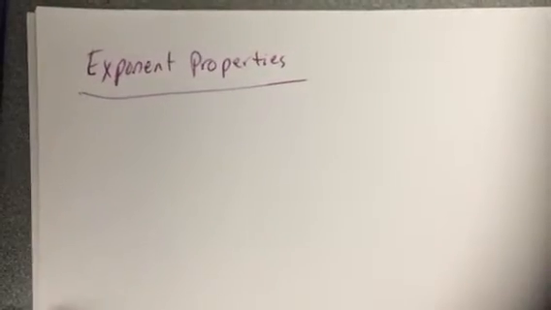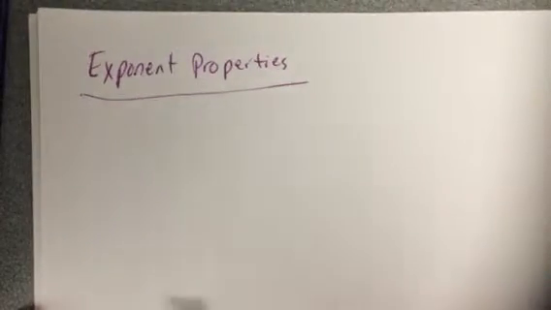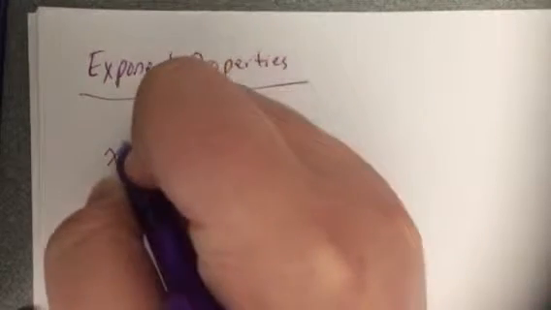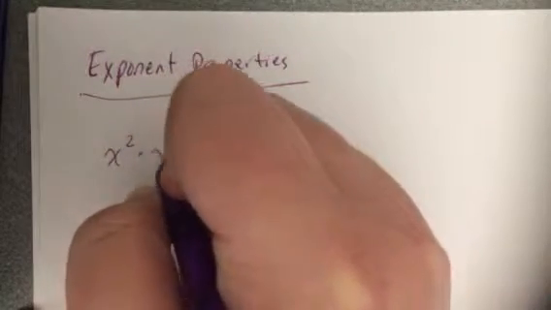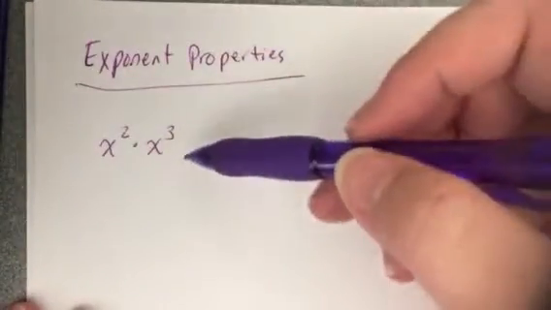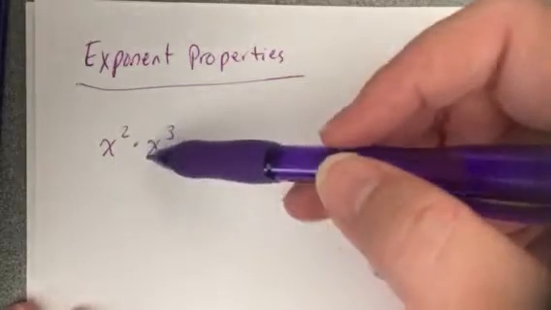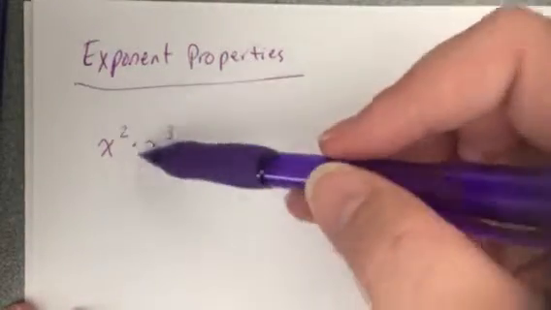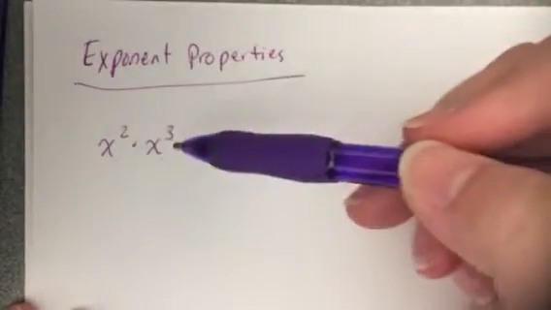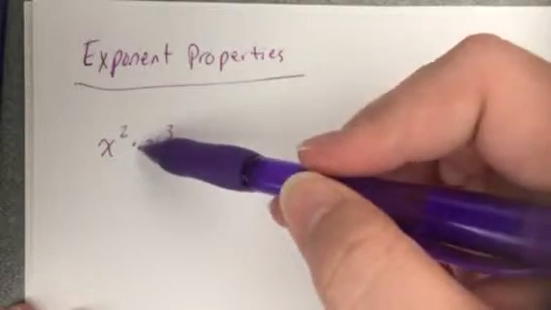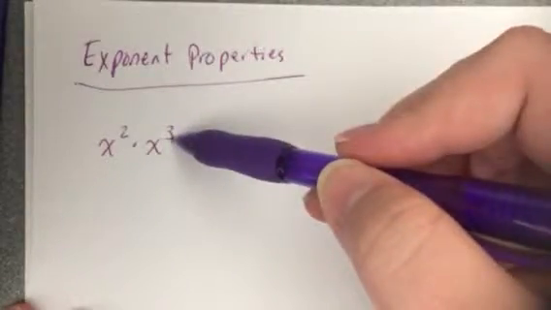All right, so we're going to talk about some exponent properties. Let's start with, how about we have x squared times x to the third. All right, so this is the product property. It's the product property because you're finding the product between two values. Remember, when you find the product, that's when you're multiplying two numbers together. So in this case, we're doing x to the second power times x to the third power.